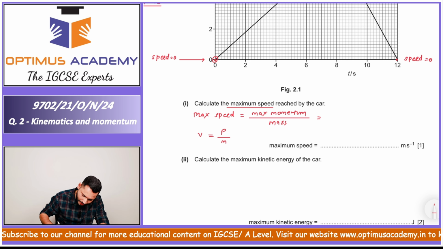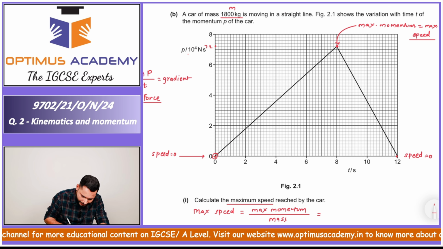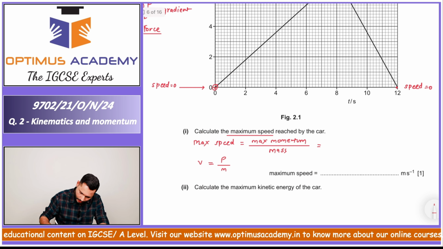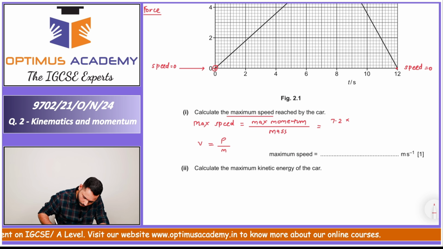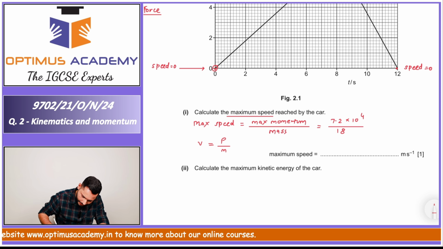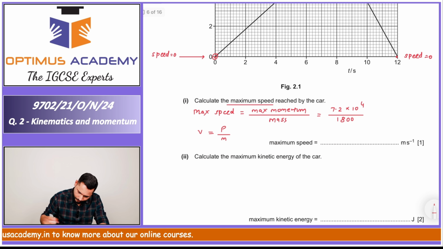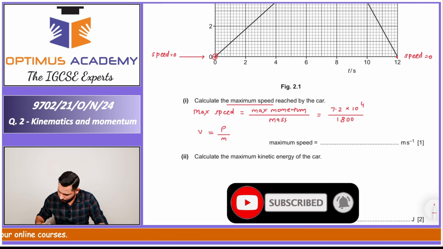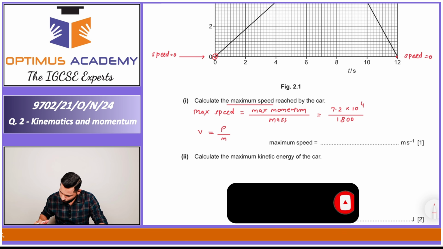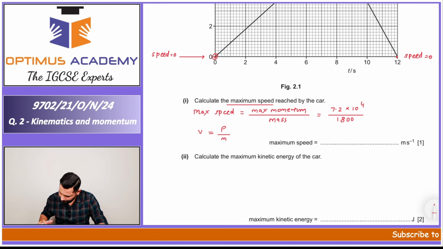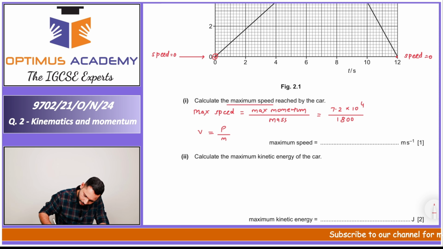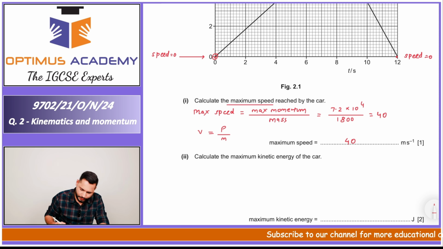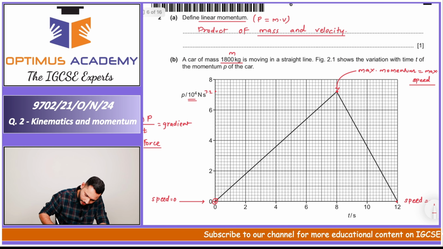So what is the maximum momentum that we are seeing? It is 7.2 multiplied by 10 raised to 4, and the mass of the object is 1800 kilogram. So if you do 7.2 into 10 raised to 4 and divide by 1800, you will get the speed of the object, that is 40 meter per second. So at this point the speed of the object is 40 meter per second.